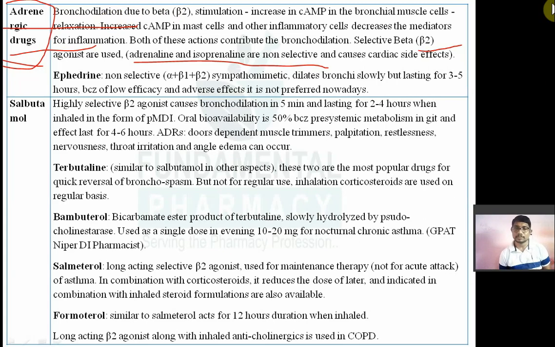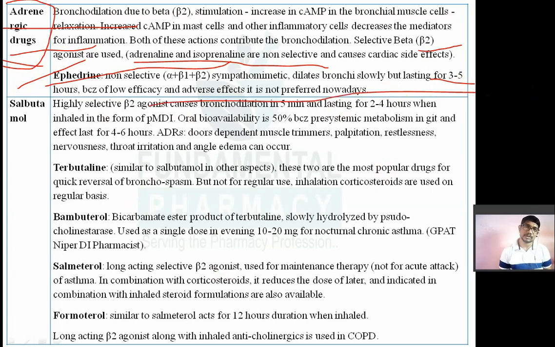So which are used? Selective beta 2 stimulants. Now, ephedrine is a sympathomimetic alkaloid obtained from Ephedra vulgaris. It is again non-selective. It will stimulate alpha 1 and beta 2 receptors. It will dilate the bronchi for 3 to 5 hours. Its action starts slowly but lasts for 3 to 5 hours. But ephedrine has low efficacy and pharmacological adverse effects. That's why it is no more used nowadays.